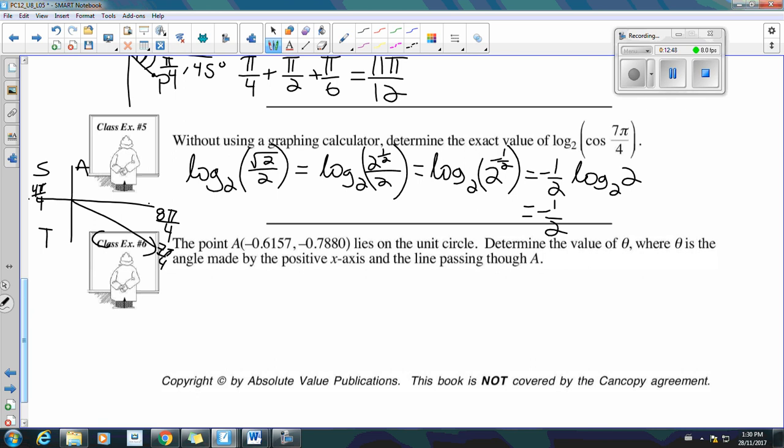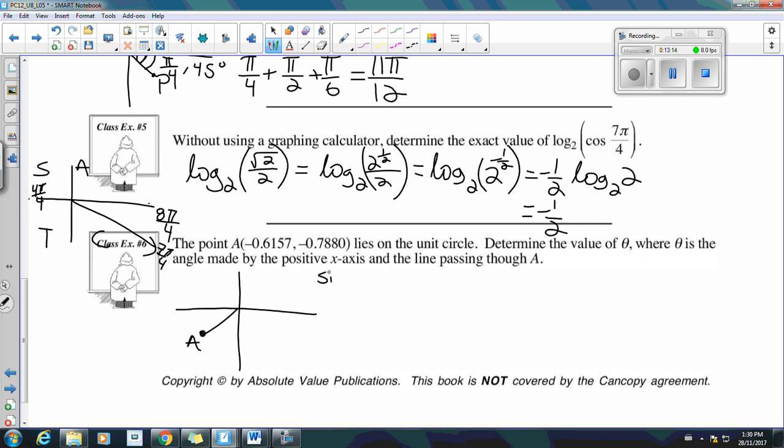Example 6. The point A, negative 0.6157, comma negative 0.7880 lies on the unit circle. Determine the value of theta, where theta is the angle made by the positive x-axis and the line passing through A. So I have a point A somewhere here that has a negative x value and a negative y value. So we start by finding our reference angle.